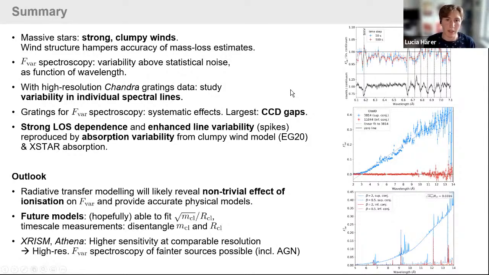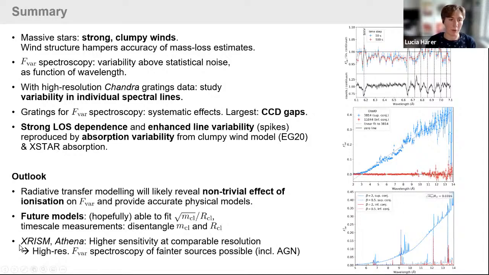In the result for the silicon region I showed up here, there are several systematic effects that can be taken care of. The largest one comes from the CCD gaps. In general, we see in Cygnus X-1 a strong line of sight dependence and enhanced line variability, which is well reproduced by the model. And in the end, I talked a little bit about an outlook.